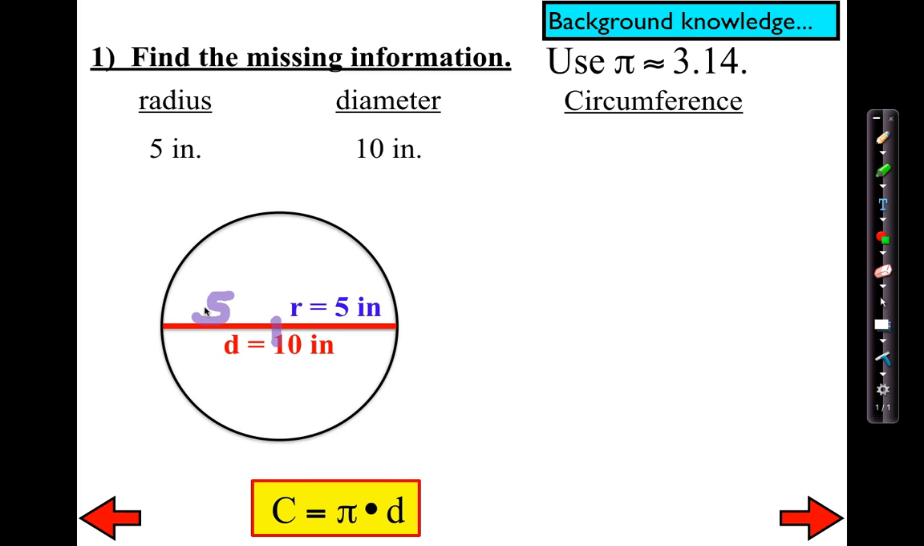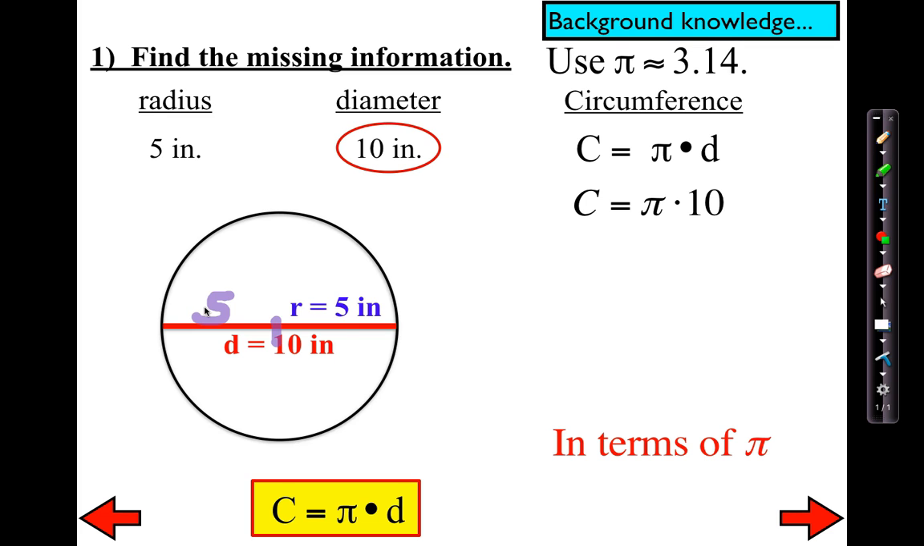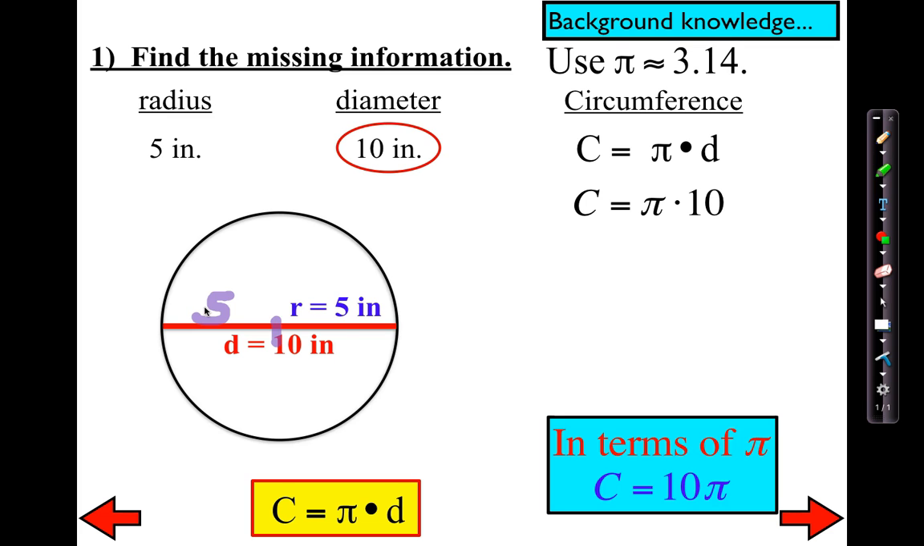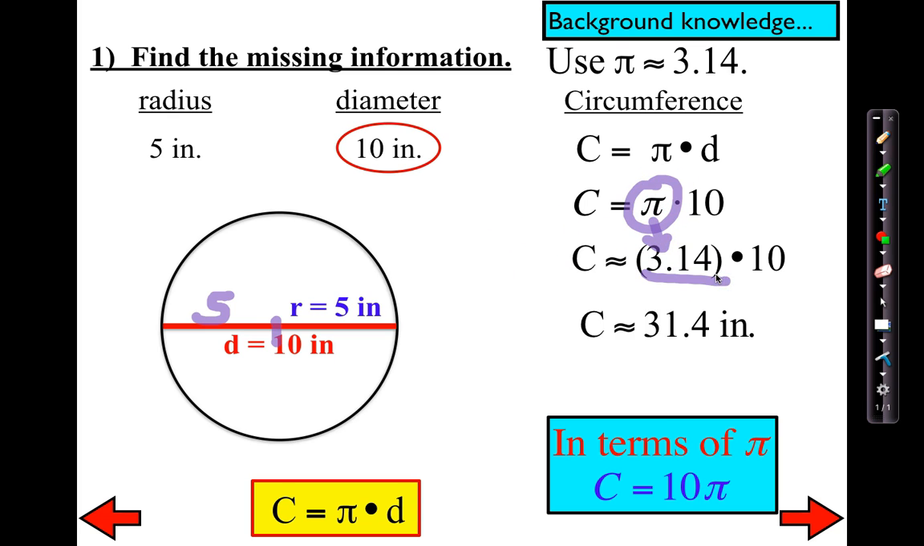So to find the circumference, I would use this formula of C equals pi times diameter. So that's pi times 10. So in terms of pi, it would just be 10 pi. However, if I was asked to write it using a decimal, I would once again replace pi with 3.14. And in this case, the circumference is approximately 31.4. We do put an approximation because pi, using the value 3.14, is an approximation for pi.